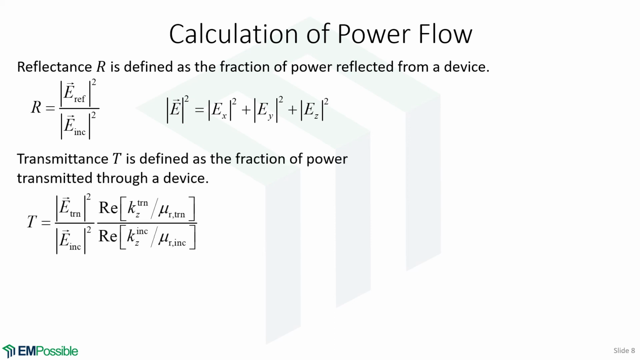It's a tiny bit trickier to calculate the transmittance. That's because there are some extra terms here. In essence, it is just transmitted power divided by incident power, but there are these other terms here. We have our wave vectors and our permeability, and that's because if the materials are different on either side of our device, even though the power might be the same, those fields could be misbalanced, and we need to compensate for that.